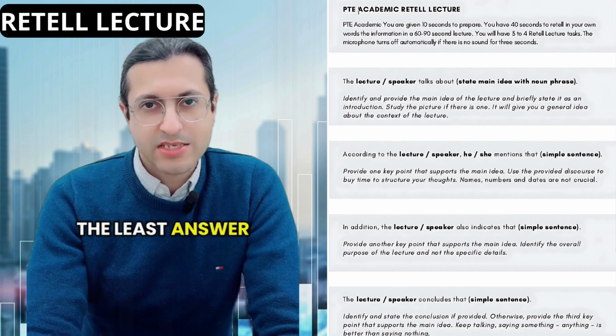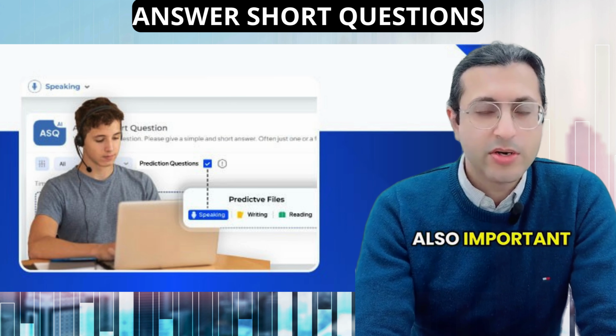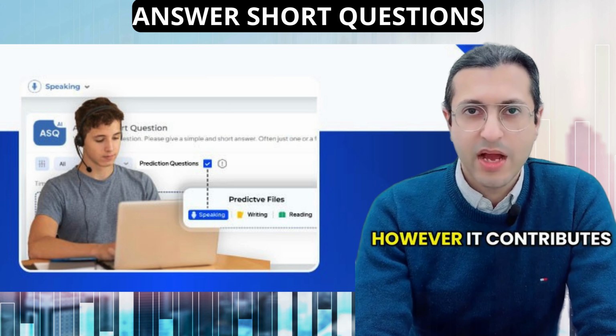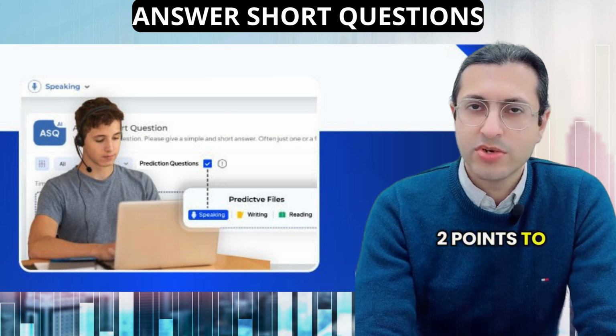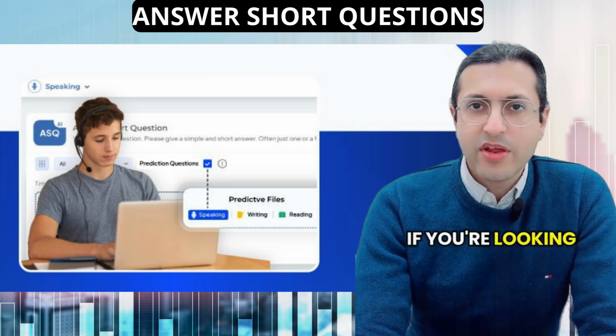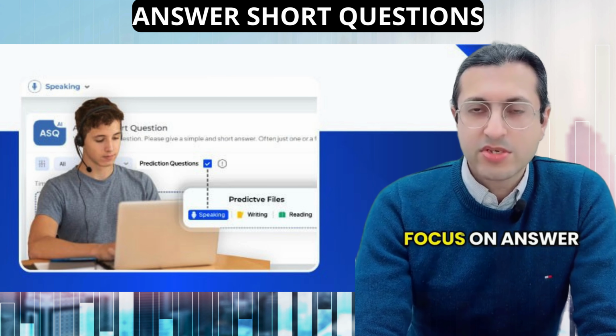Last but not the least, answer short questions. This task is also important. Don't neglect this task. It contributes 6 to 7 points to your listening. However, it contributes only 1 or 2 points to your speaking, maybe maximum 3 points to speaking. If you're looking for a 79 plus score, focus on answer short questions.